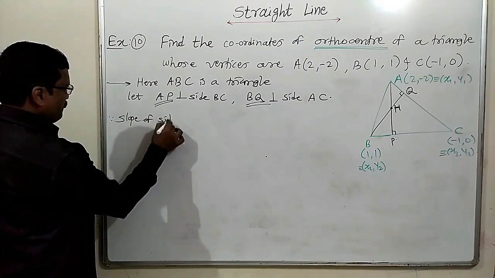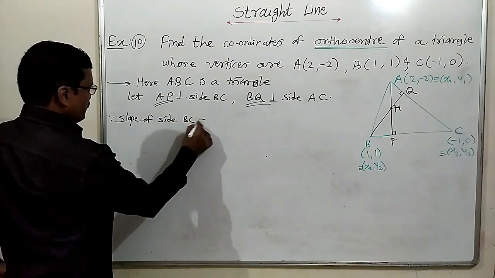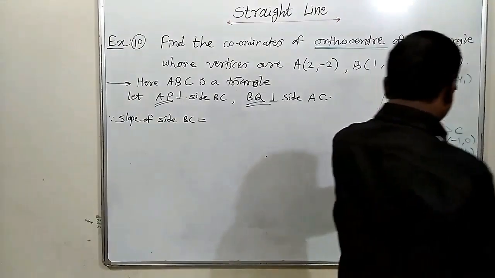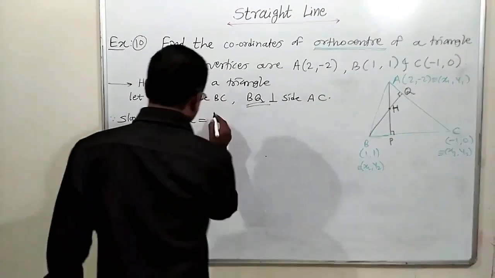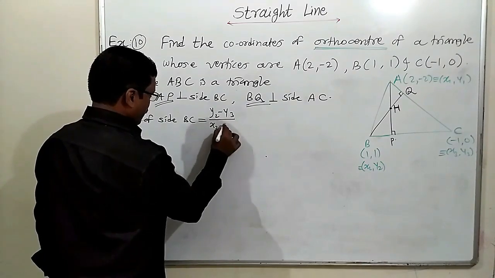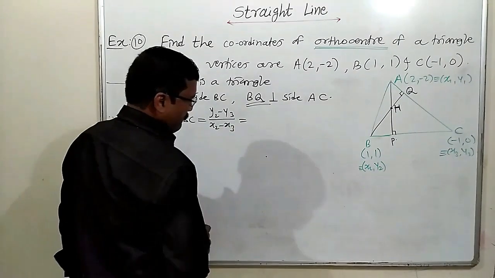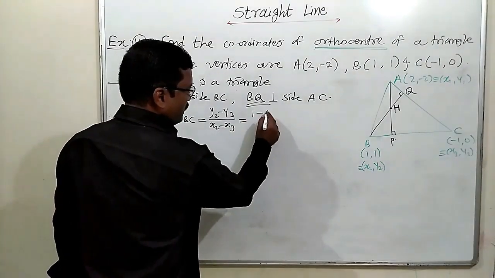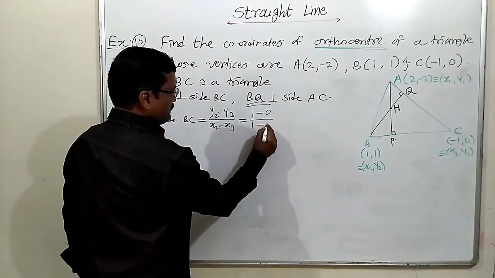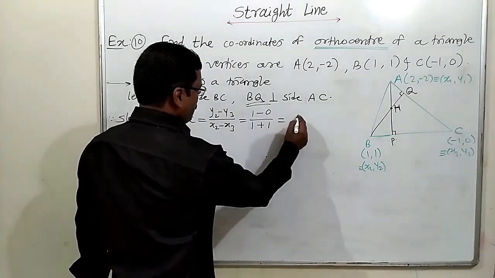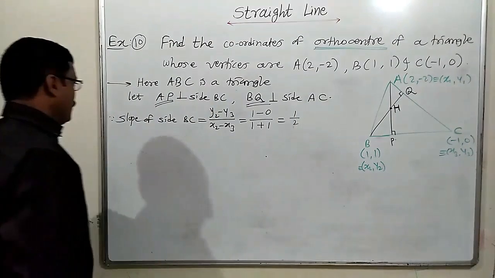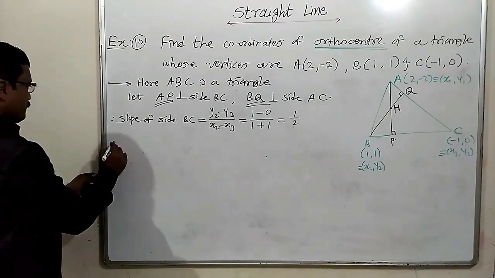Slope of side BC is equal to, we have considered B as x2 y2, C as x3 y3. So slope of side BC is equal to y2 minus y3 upon x2 minus x3. y2 is 1, y3 is 0, x2 is 1 and x3 is minus 1, so it becomes plus 1. So 1 upon 2, that is half. That is half is the slope of BC.